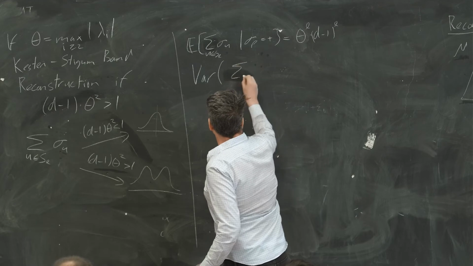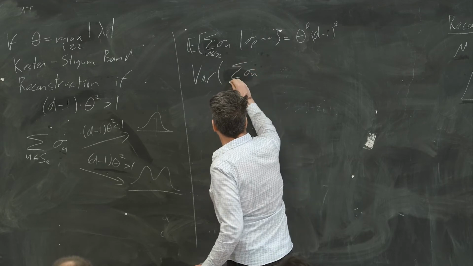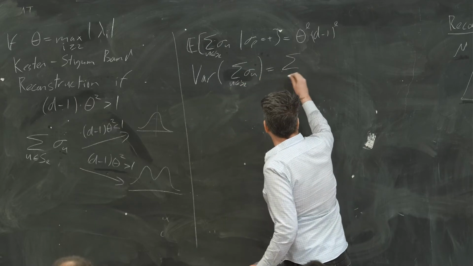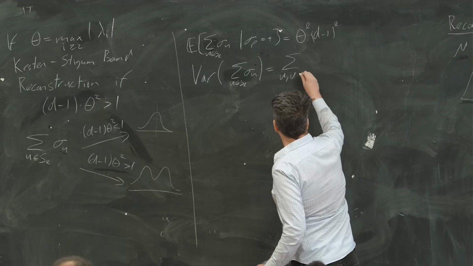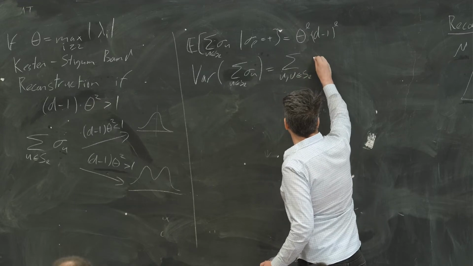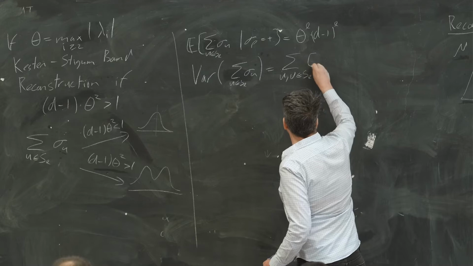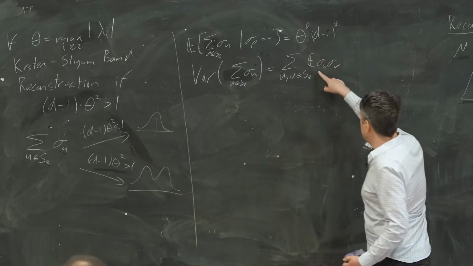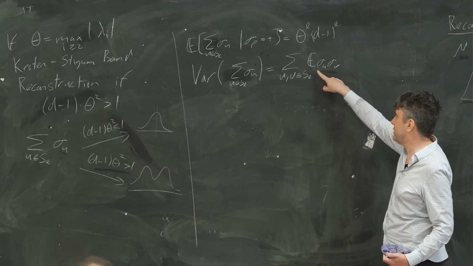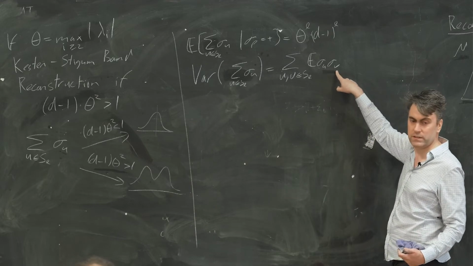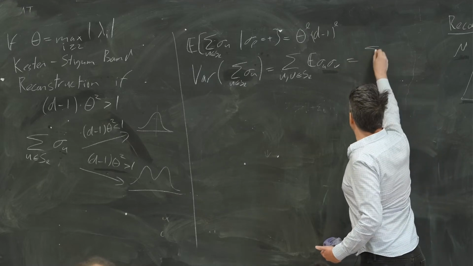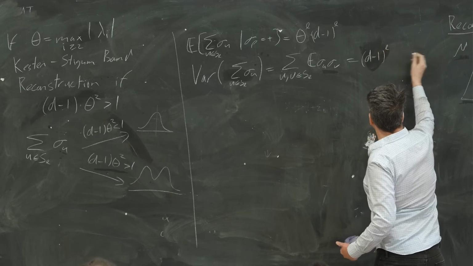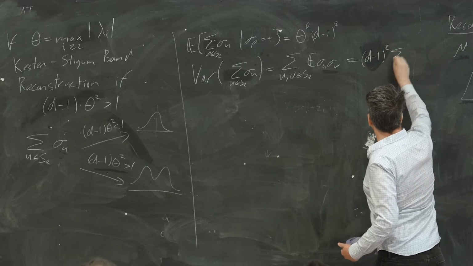And if you look at the variance, this is like summing over pairs of vertices in level L. Their mean is 0, so it's the expected value of sigma u sigma v. And this expectation will just be theta to the power of their distance. So it's just computing how many pairs there are at each distance. So d minus 1 to the L.